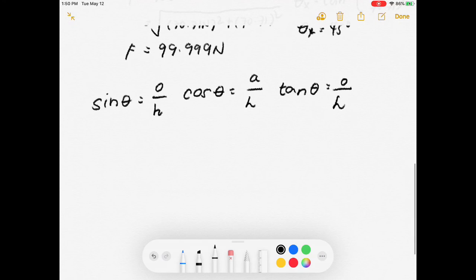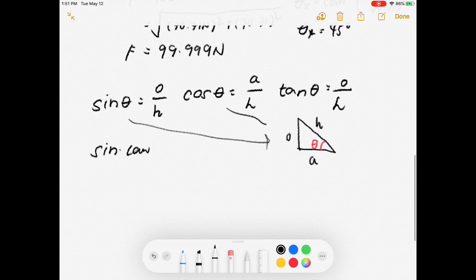You can also use the sine law if you want. There are many methods, so the sine law is also possible. Before we proceed with the sine law, always remember this triangle. This one is the angle, this is the hypotenuse, the adjacent, and the opposite. Those are the formulas applicable here.